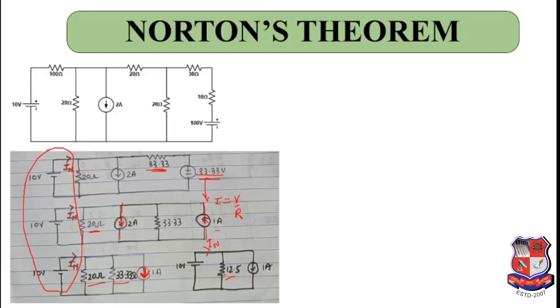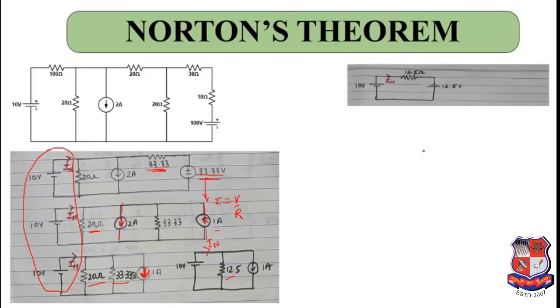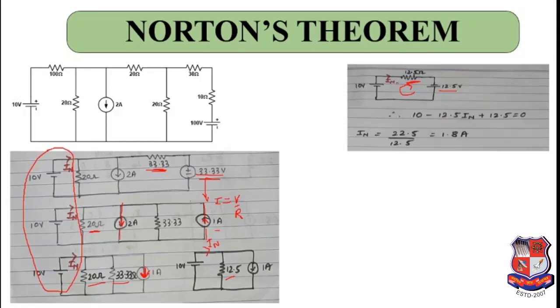This current source is in parallel with the resistance, so you can solve the circuit using source transformation. This will come out to be 12.5 ohm, and over here 12.5 ohm in series with the voltage source. If you solve now, you will get this by simply a KVL loop. It will be 10 minus 12.5 ohms into IN, plus 12.58 volts. That will give us IN to be 1.8 ampere. I think that now you have understood how to solve using Norton's theorem.